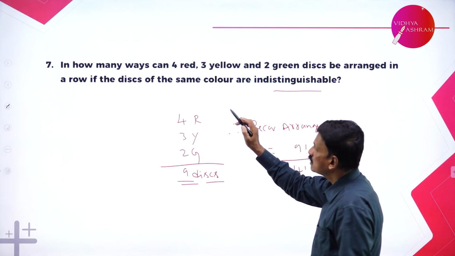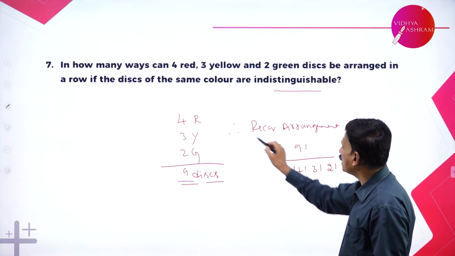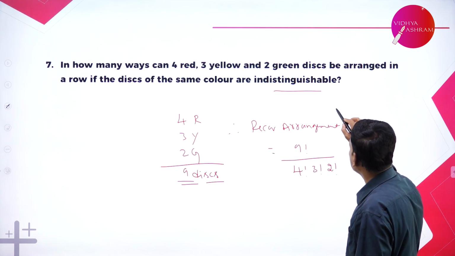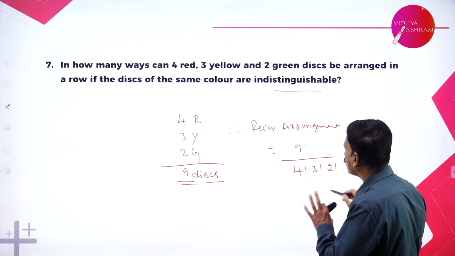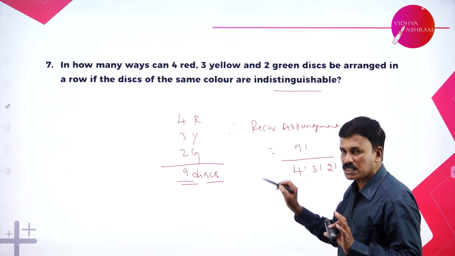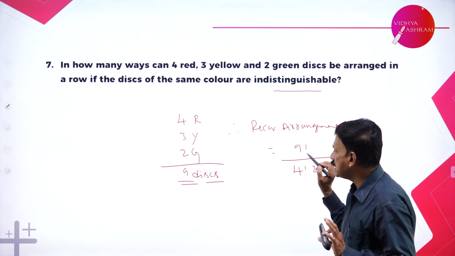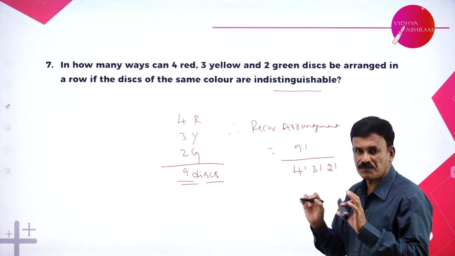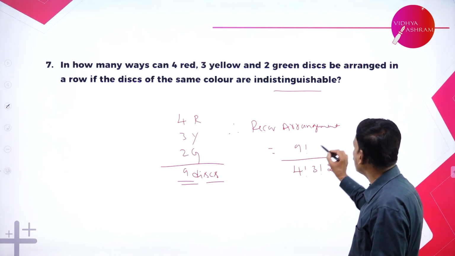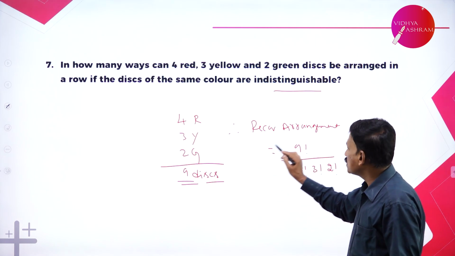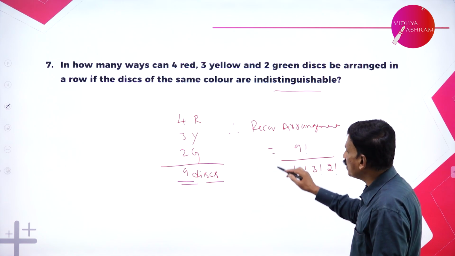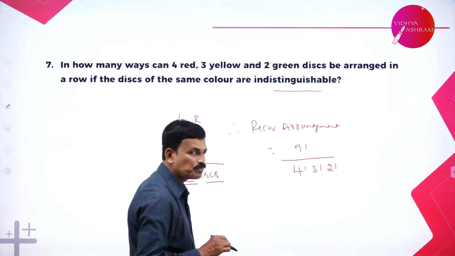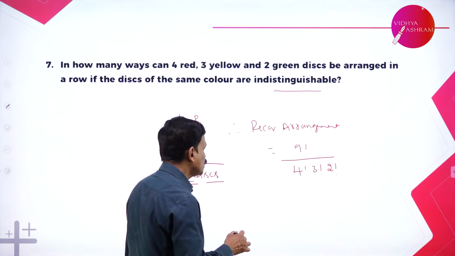That's it. See, in how many ways can 4 red, 3 yellow and 2 green discs be arranged in a row if the discs of the same color are indistinguishable? Since there are 4 plus 3 plus 2, 9 discs, all the discs are of different kinds, different colors. So therefore the required arrangement is equal to 9 factorial divided by 4 factorial into 3 factorial into 2 factorial.